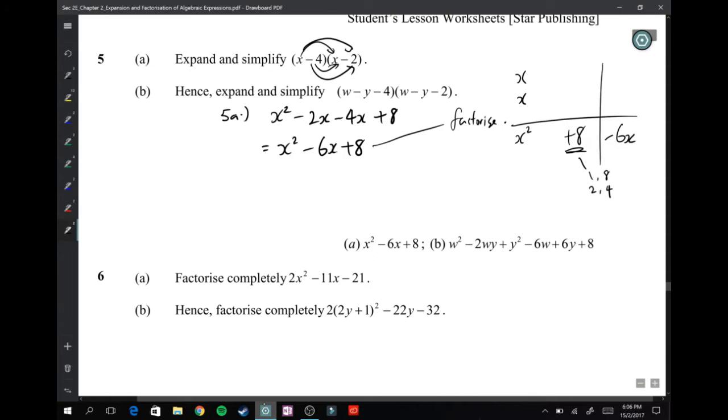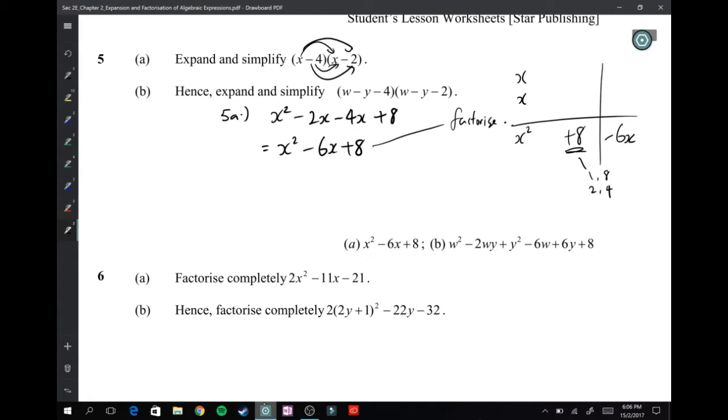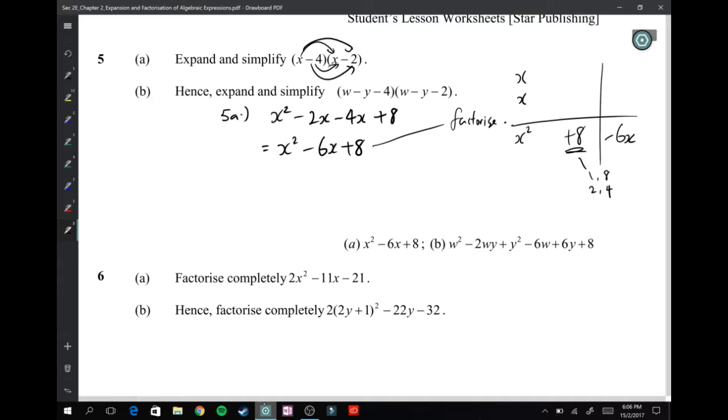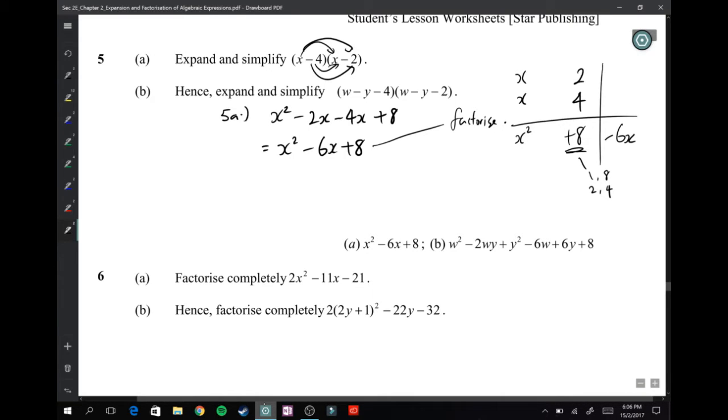Now think about it. 1 and 8, can it give you 6? 1 plus 8 gives you 9, 8 minus 1 gives you 7, so there's no 6. 2 and 4, does it give you 6? You know that 2 plus 4 is 6. So you can put 2 and 4 here, but know that this is negative, right? This sign here is negative.